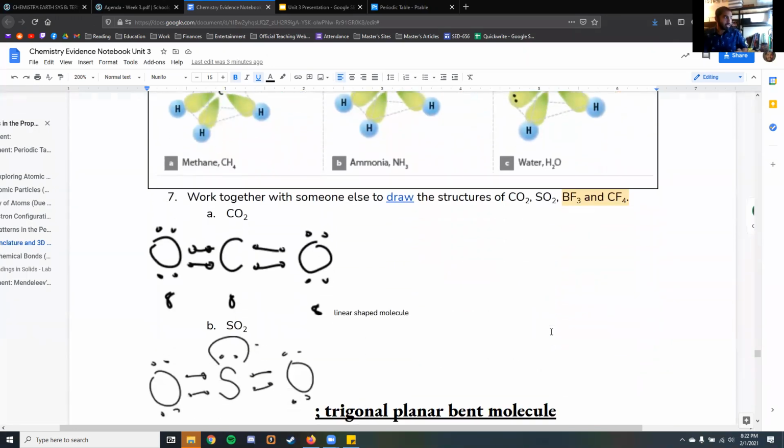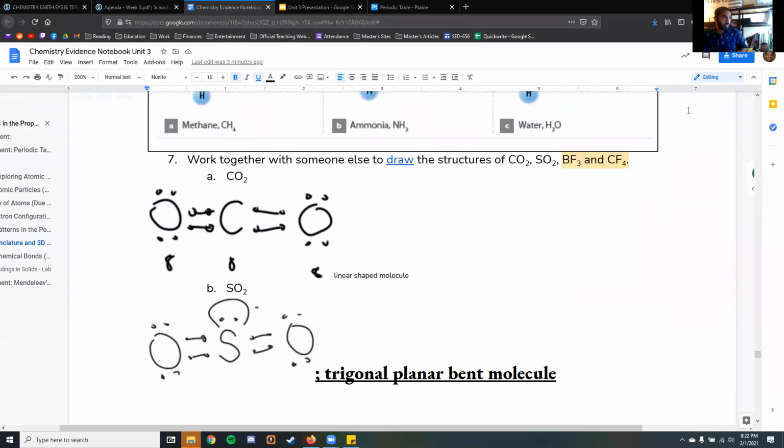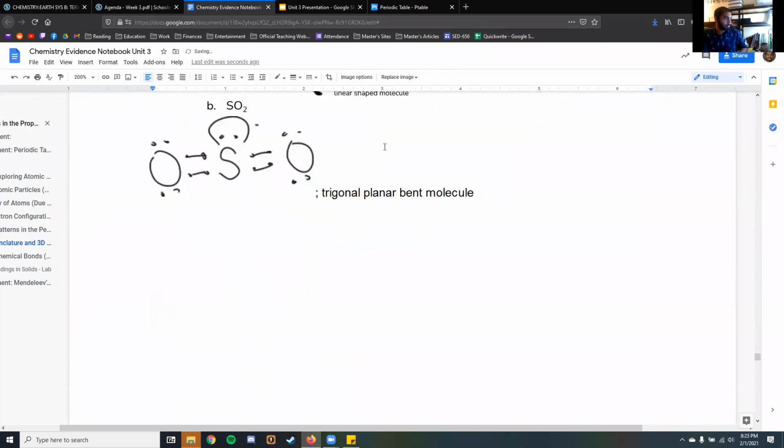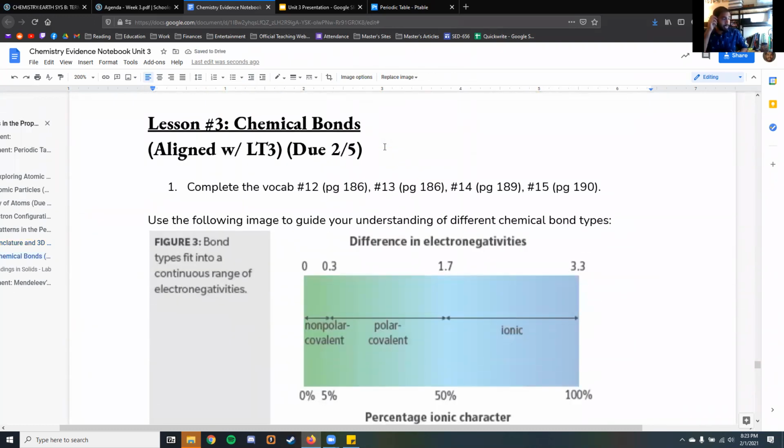All we were doing is just drawing these images out. I deleted a few, so make sure you don't do too much there. I don't like that at all. Let's go ahead and use that normal text. There you go. Okay, lesson 3. Finish this off on Monday, so great spot to start. We're going to complete the vocab, and we've already done that.